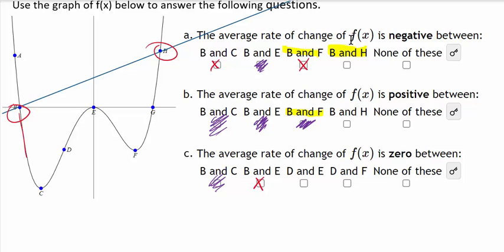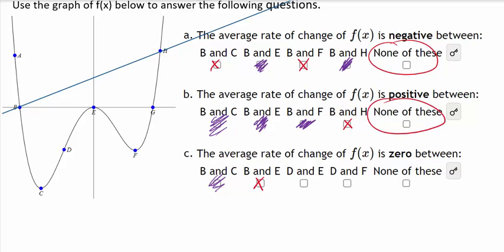So even though the function was decreasing, then increasing, then decreasing, and then yet increasing again, that doesn't matter because we're asked to find the average rate of change, and on average, it increased more than it decreased, which is obvious because H is higher than B, so its y value is greater. So between B and H, the average rate of change of f of x was not negative, it was positive. So we won't be selecting this one because that says it was negative. We'll be selecting this one to say it is positive.